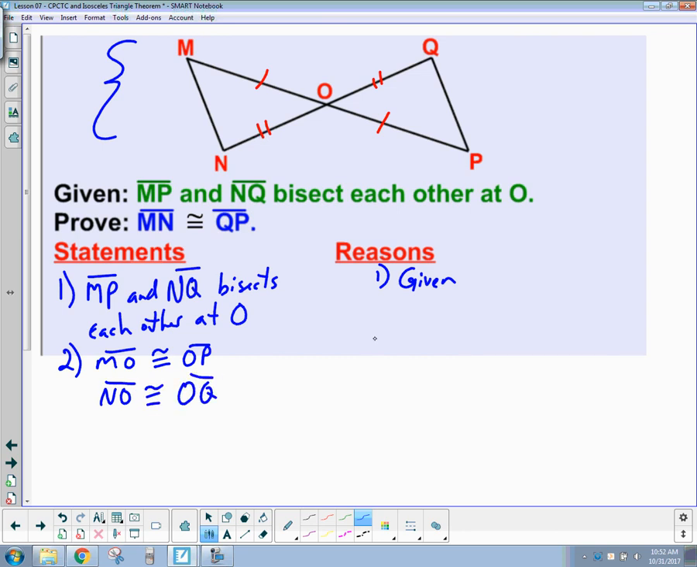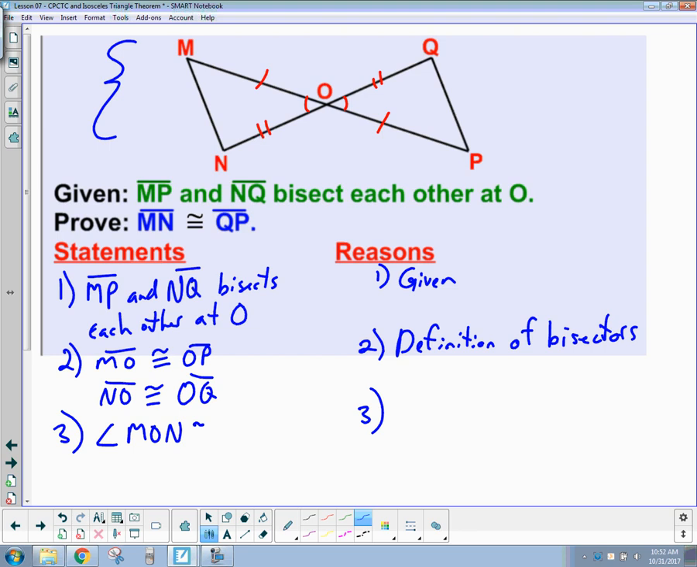All because of definition of bisectors. 3, we're going to argue vertical angles right there and there. So angle MON is congruent to angle POQ because vertical angles.